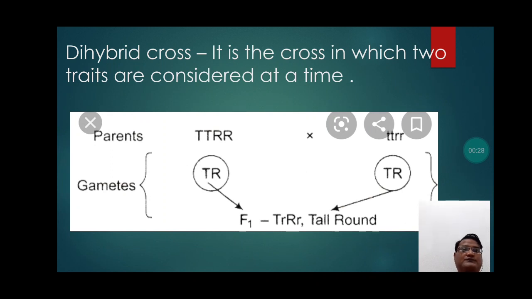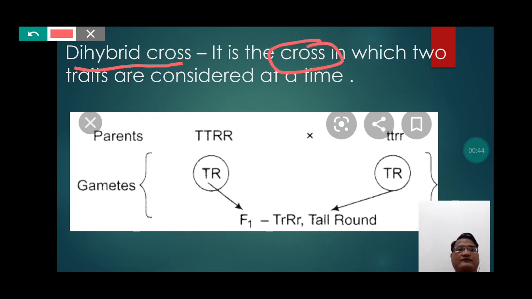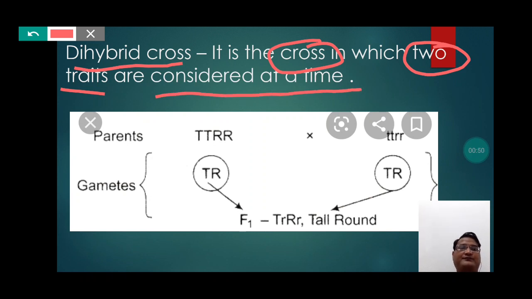Dihybrid cross. It is a cross in which two traits are considered at a time. So students, dihybrid cross actually is a cross in which two traits are considered at a single time.